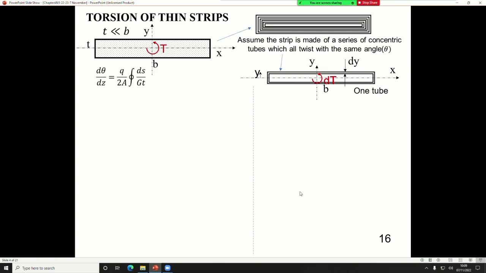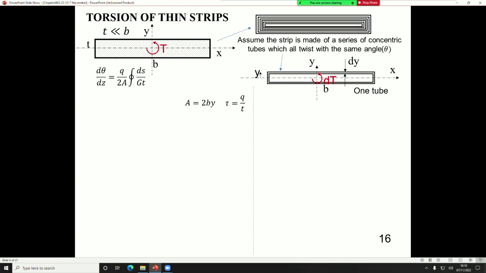Now, based on what you learned in the previous part of this chapter, if I've got a single-cell tube with a uniform thickness, it's subject to a constant shear flow and constant shear stress. So for the tube, this equation is applicable, which I solved an example for you, similar to this one, on Friday. This is made of the same material, so G can be extracted from the integral. The thickness is constant, so it can also be extracted from the integral. And the loop integral of ds is just the perimeter of the tube. The ratio between Q and t is the shear stress. So Q over t is shear stress, the thickness is constant, so therefore the shear stress is constant because Q is constant. And the area enclosed by the perimeter is equal to 2b times y.